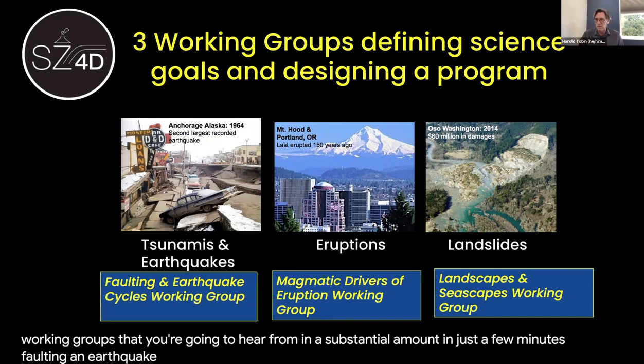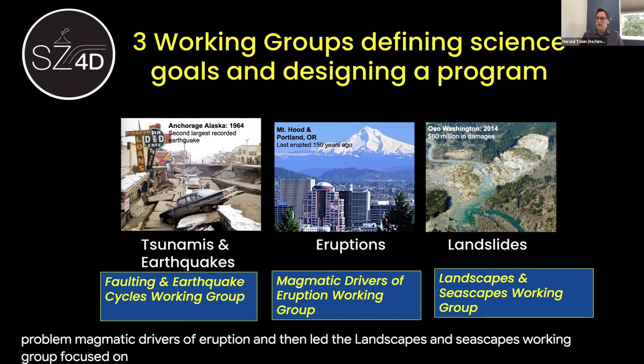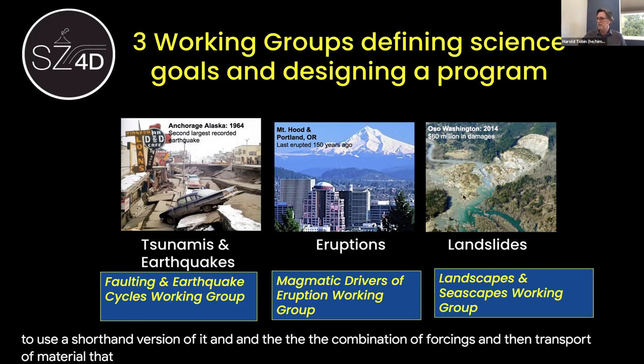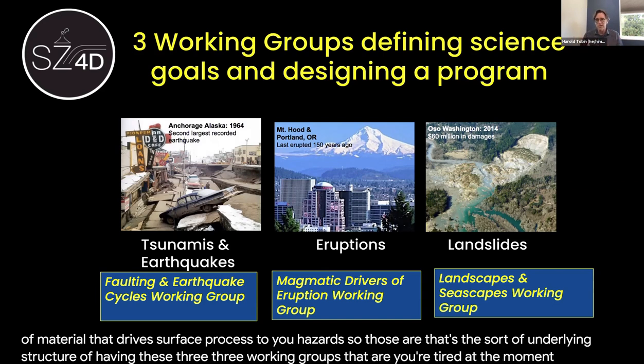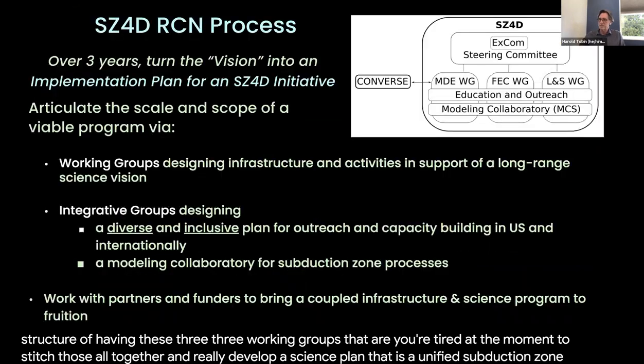Faulting and earthquake cycles working group that's focused primarily on the earthquake problem, magmatic drivers of eruption, and then the landscapes and seascapes working group focused on the surface processes that link the volcanic systems to, let's say, arc to trench, to use a shorthand version of it, and the combination of forcings and then transport of material that drives surface process geohazards. So that's the underpinning structure of having these three working groups on these three scientific themes, and we're working hard at the moment to stitch those all together and really develop a science plan that is a unified subduction zone whole.